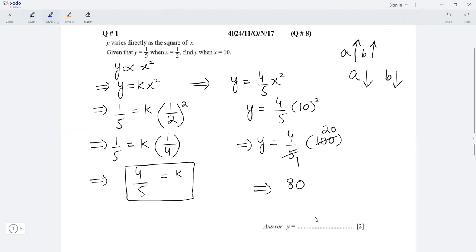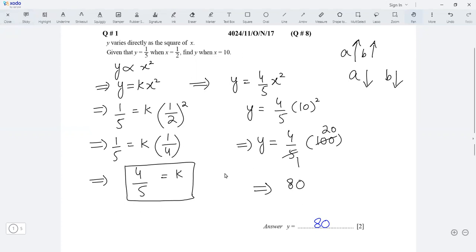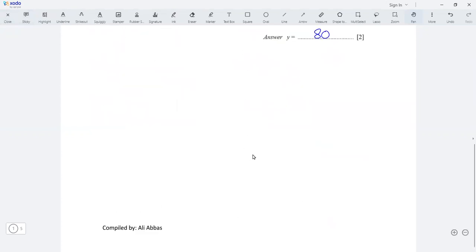Write down the answer in the space given. So y equals 80. This is the result for the first part. I hope you understand this. So moving ahead to question number 2.